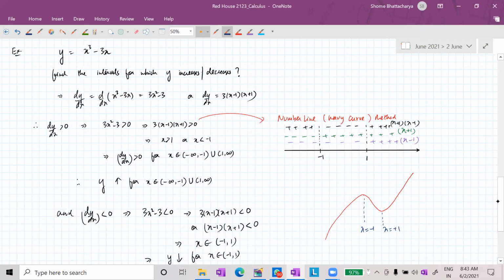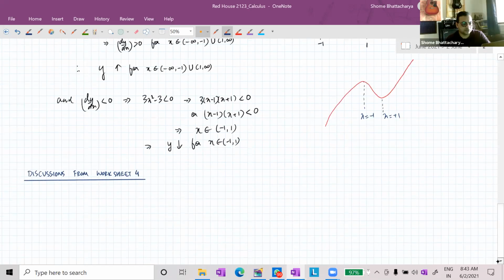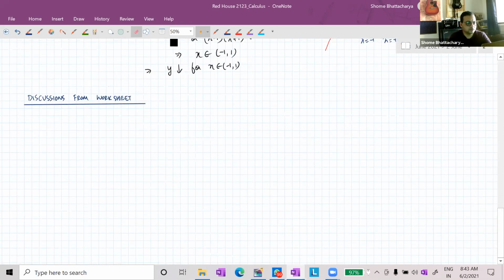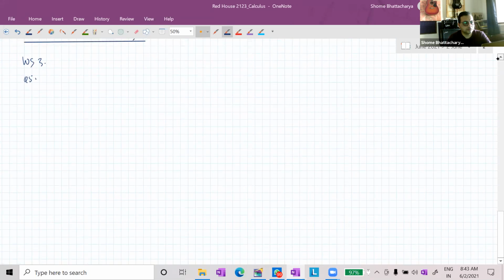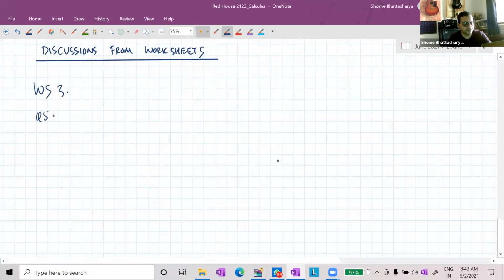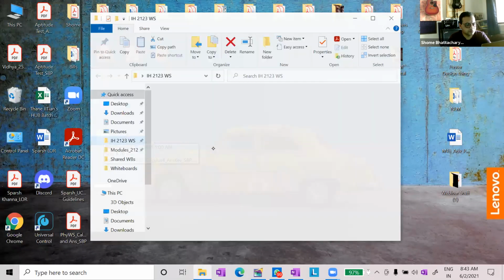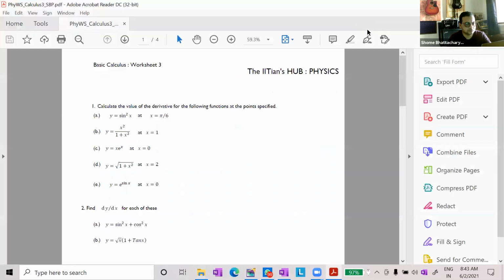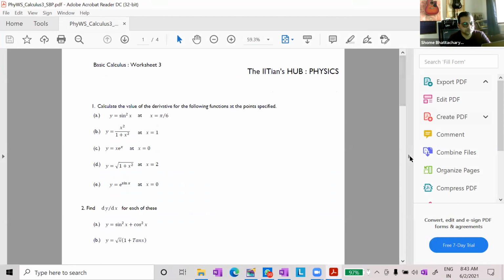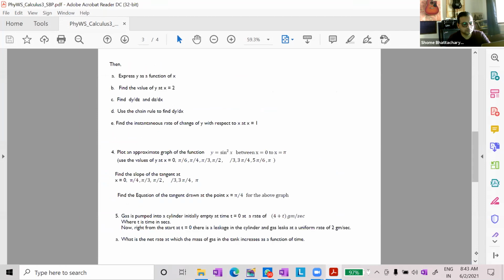So worksheet number 3, fifth question. Okay. Okay, sir. Right. So let's start with worksheet number 3, question 5. If I remember correctly, that is a rate measurement type of question. Just a moment. Yeah, so let's go over the question again.